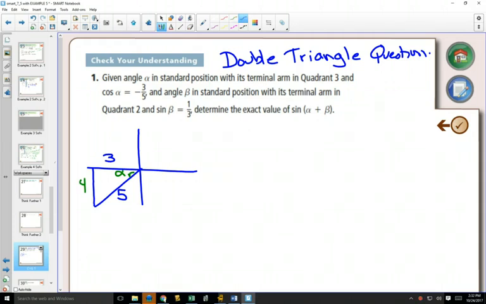And for beta, so for our second triangle, what quadrant is beta in? Tells us that it's in quadrant 2. So we can draw an angle in quadrant 2 back to the nearest x-axis. So we can label our beta reference angle. Sine is 1/3. That means opposite over hypotenuse. What will the other side be? 2 square root of 2. Square root of 8. Oh, yeah, yeah. Yeah. 2 over 2.